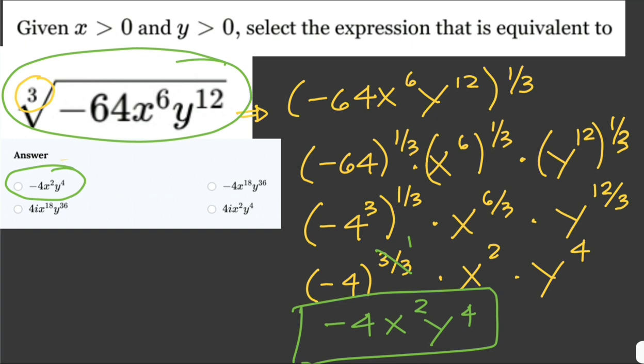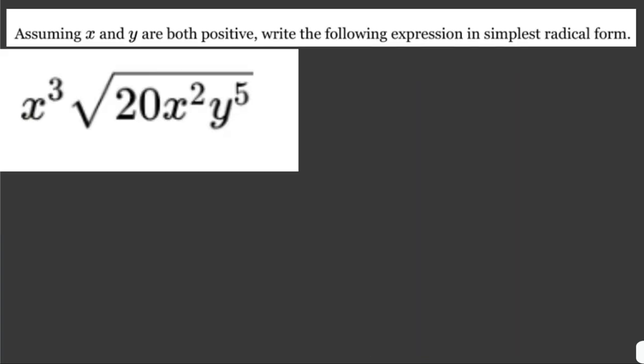Let's solve one more. Assuming x and y are both positive, write the following expression in simplest radical form. So we're given this expression, x cubed times the square root of 20 x squared y to the 5th. So we just have to simplify this. Now we can factor the number into its prime factors, and then we expand the variables. Since we're given a square root, that means the value of the index is equal to 2.